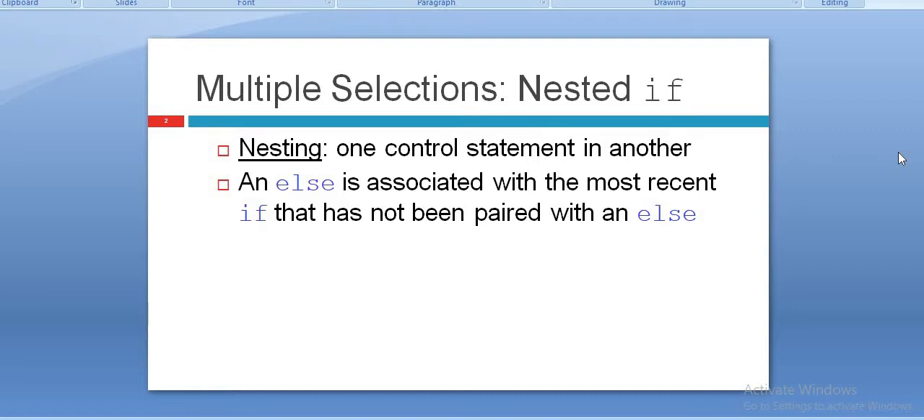Dear students, this is the last topic that we discussed, that is the multiple selections, nested if. I told you that one control statement written within the body of another control statement is known as nesting. An else is associated with the most recent if that has not been paired with an else.